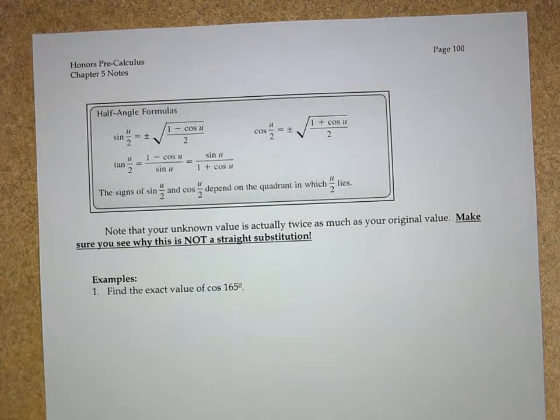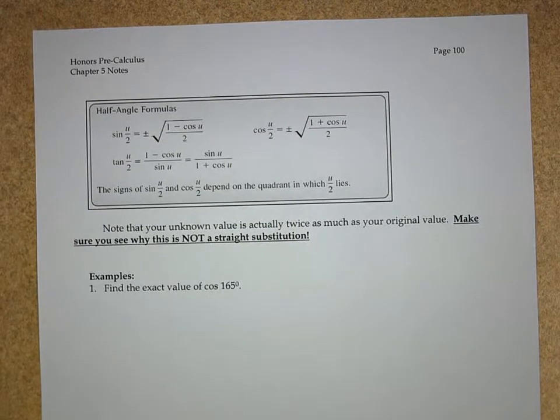So now that we finished with our multiple angle identities, our double angle, we came up with a triple angle, and we looked at quadruple angle, we want to look at half angle formulas. So in other words, I'm going to find exactly half of an angle. And with these formulas, they look pretty complex with these square roots.